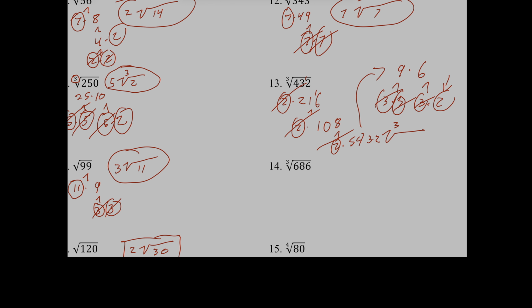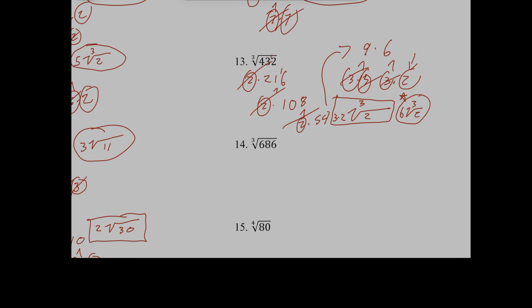2 is all by itself. See why I circle them? You can find them really quickly. And basically, I get this, but that's not simplified. I need to go 3 times 2, which is 6, cubed root of 2. This is my real one. Okay, boom, boom, boom, boom, boom.